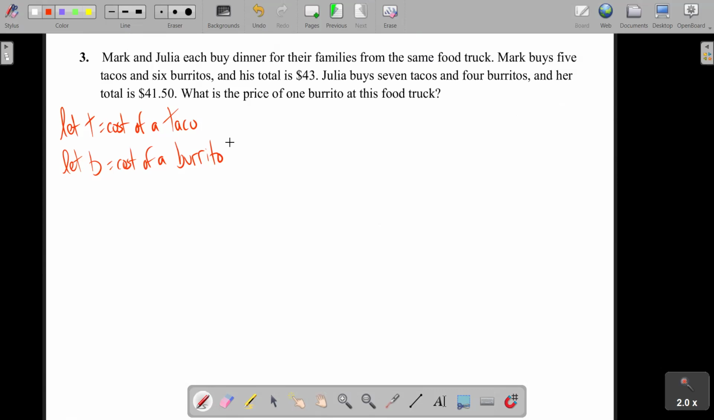So, write me an equation for Mark. 5 tacos plus 6 burritos cost $43. Well, that's pretty straightforward. Okay. How about an equation for Julia? 7 tacos plus 4 burritos cost Julia $41.50.